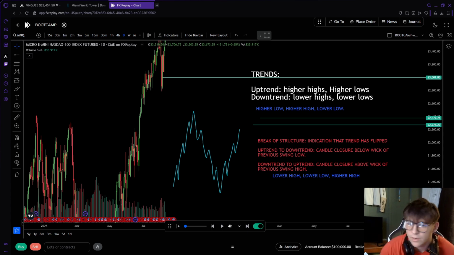Basically, there are two types of trends that we are looking for. There is an uptrend and a downtrend. The reason why trends are important is because it's how the market moves. The market trends up, it trends down, and the other way it will move is it will consolidate.